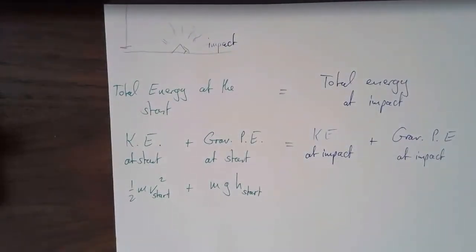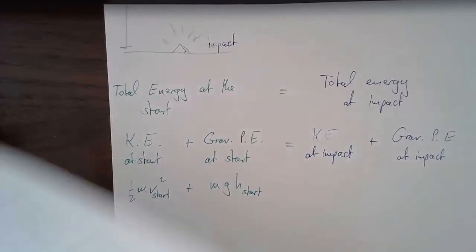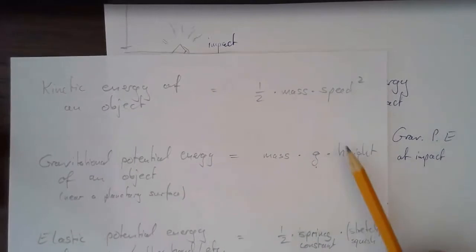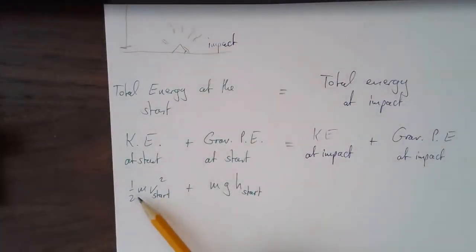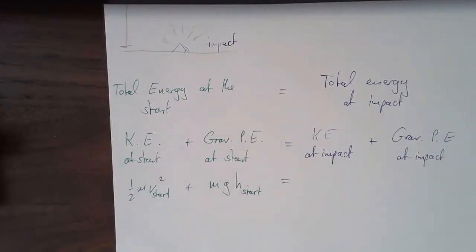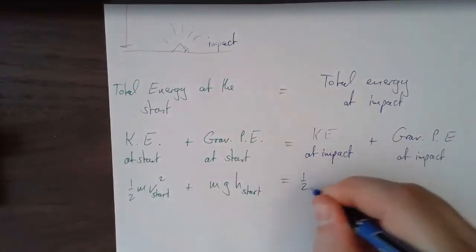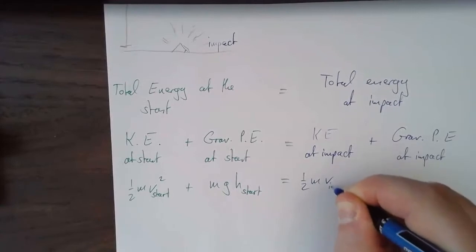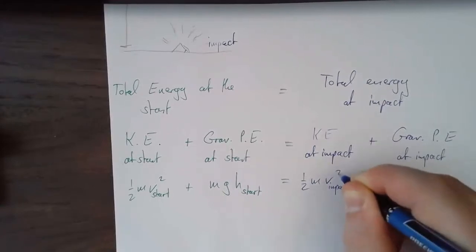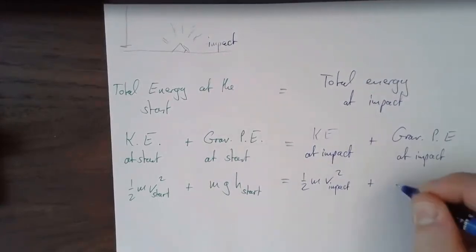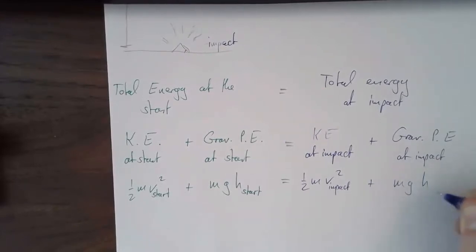Where did I get those expressions from? Well, they're exactly the ones we wrote down here without explanation. We're using this one and this one: 1/2 mv squared and mgh. And then these together are going to be equal to the same sum, but considered at the time of impact. So that's 1/2 m v impact squared plus mg times the height where the impact happens.